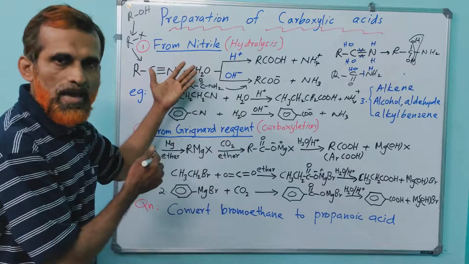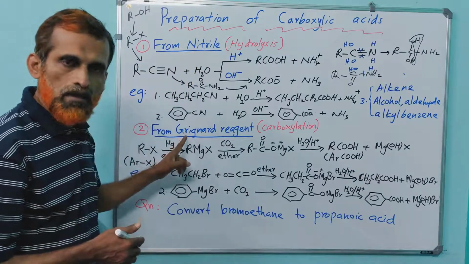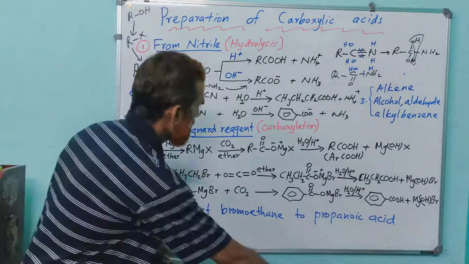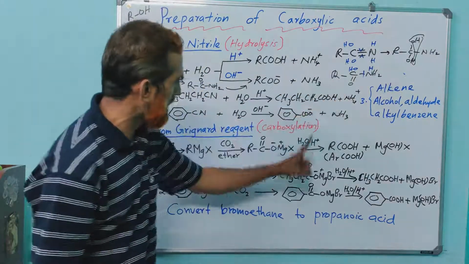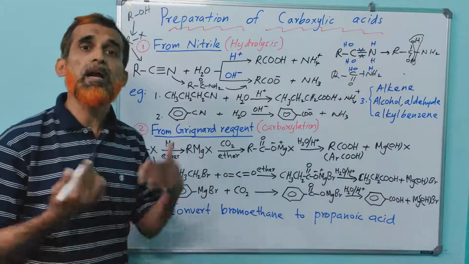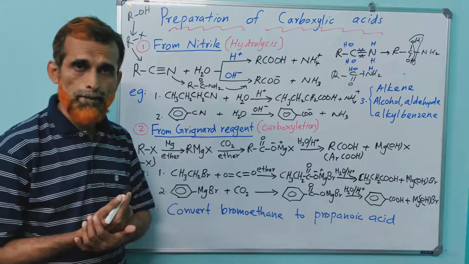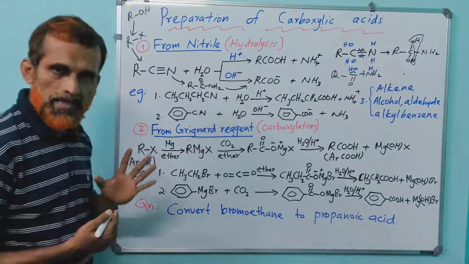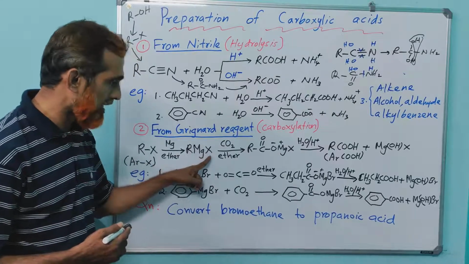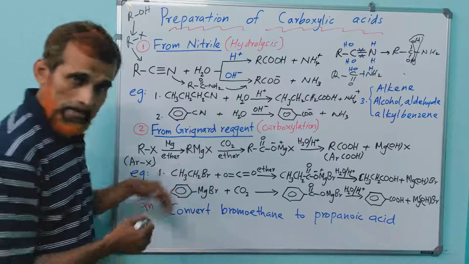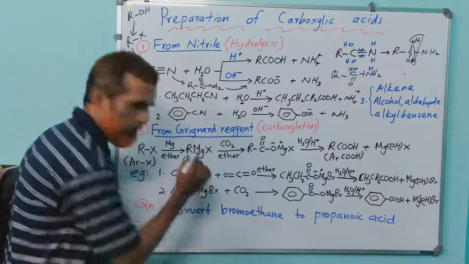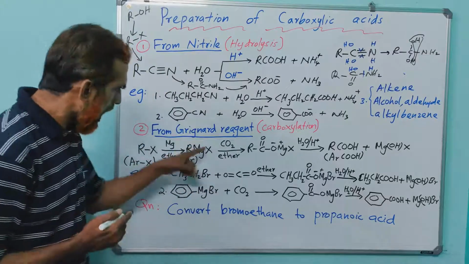The same feature is valid for the second method also, preparing carboxylic acid from Grignard reagent. So this method is also called Grignard method, Grignard synthesis, right? Now what is the reaction here? You know that RMgX, alkyl magnesium halide, it can be also aryl magnesium halide. See, it can be as well aryl group, right? Equally reactive.